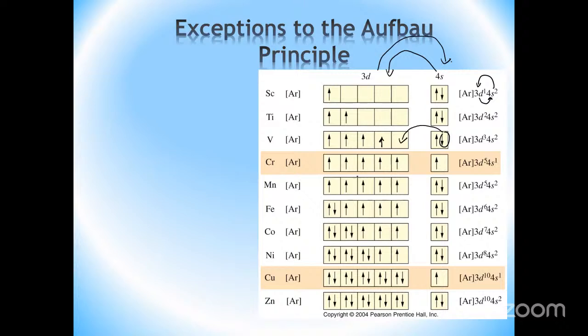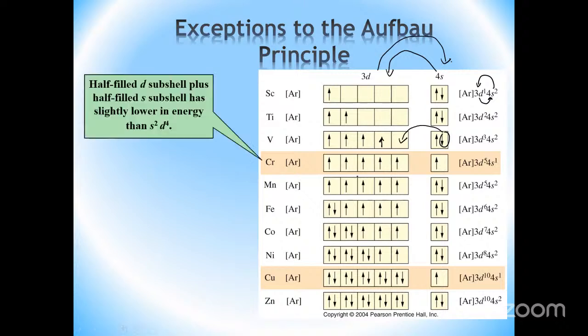So basically, the result is that you have a half-filled D sublevel along with a half-filled S sublevel, and that is more stable than what you'd expect, which would be this right here, all right? So that's one notable exception that you need to be aware of when it comes to chromium, all right?